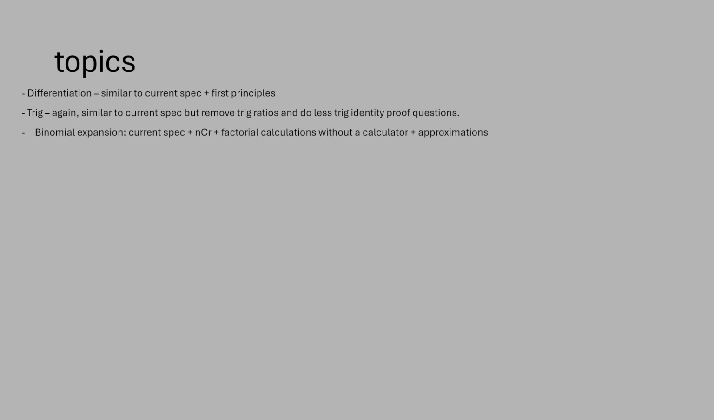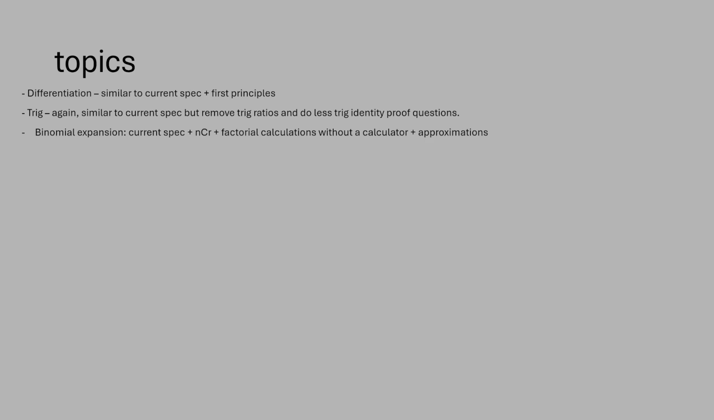All right, next we have binomial expansion. So there's going to be the current spec, obviously, with stuff added on. Plus n choose r. N choose r is very important in binomial expansion, but they don't add it there, because it allows you to expand binomials past, like, power 6.